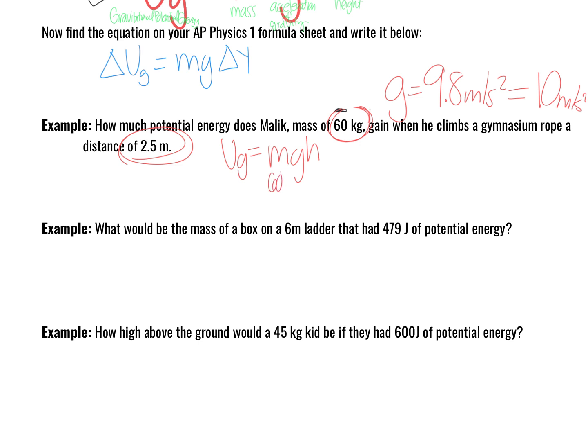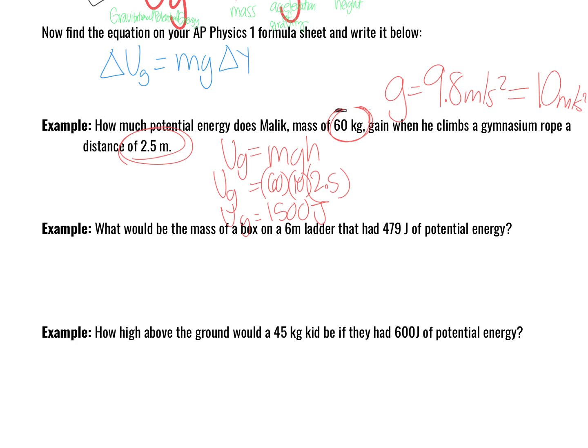Our mass was 60. Gravity was 10. And our height is 2.5. And so whenever we plug those in, we get 1,500. And the unit for all energy is joules.